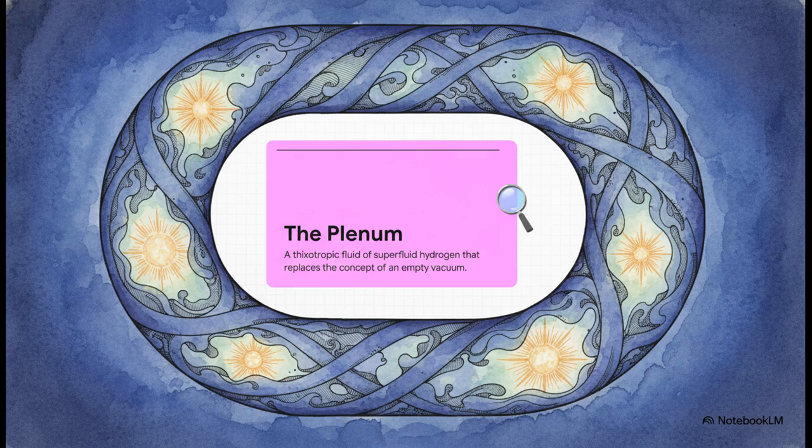And what about those bright stars in our night sky, like our very own sun? Well, in this framework, they aren't just burning balls of gas floating in an empty void. They're actually points of maximum compression or striction within this cosmic fluid. They're massive vortices where the fluid is just being intensely squeezed together.